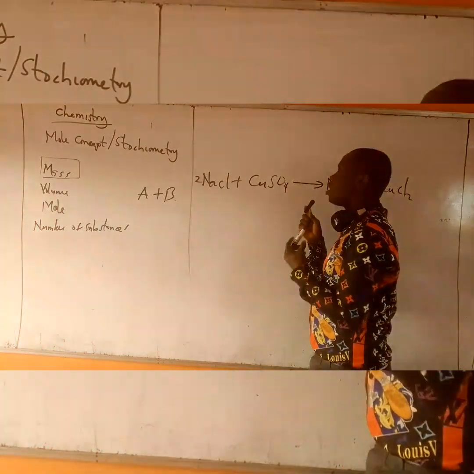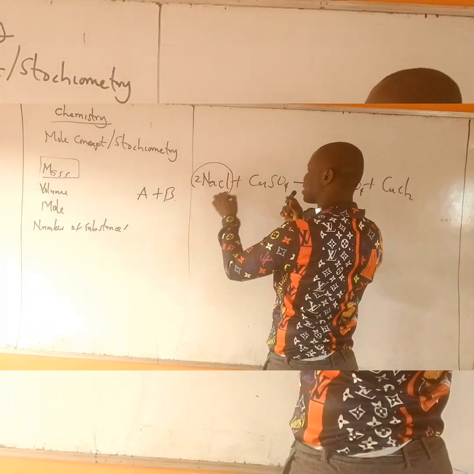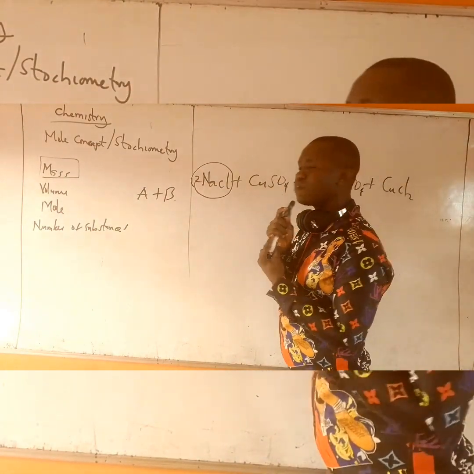So if I have a mass of sodium chloride, there's an amount of what?